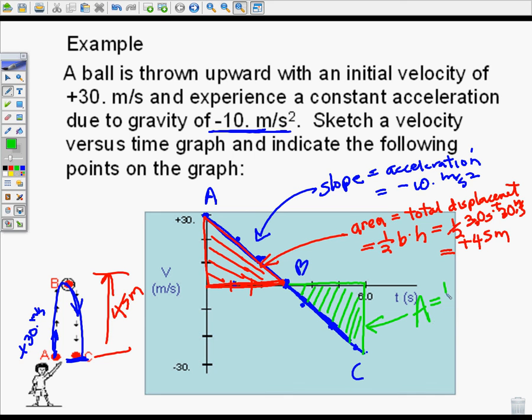area equals 1/2 base times height, because it's a triangle. 1/2, the base of this little triangle, 3 seconds, because it goes from 3 seconds to 6 seconds. But be very careful, what's the height? -30. Took the words right out of my mouth. -30 meters per second. And when you calculate that area, it comes out to be -45 meters.